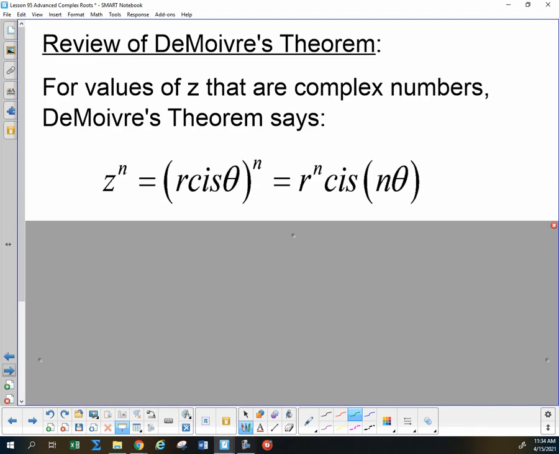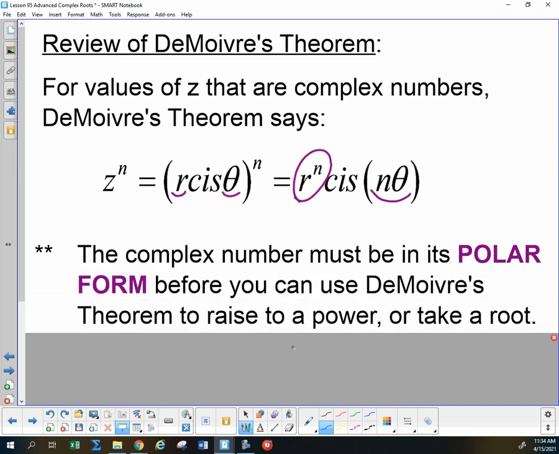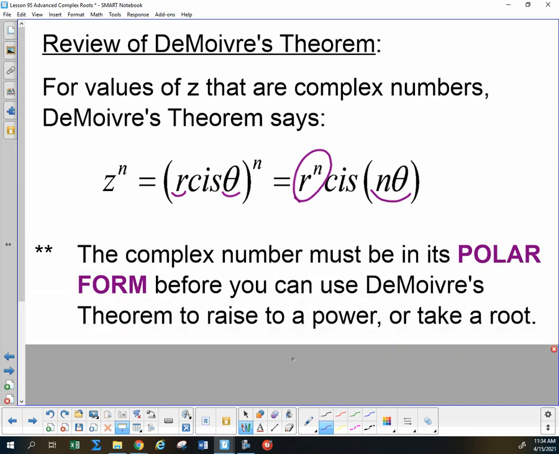You already have all of this down in your notes. De Moivre simply says that if you are trying to raise a complex number to a fraction, if you have it in its polar form, then you can simply take the magnitude to that power times the cis of the power times the angle. But in order for this to work, it must be in polar form or cis form. It can't be in 5 minus 7i. It's got to be in cis form.